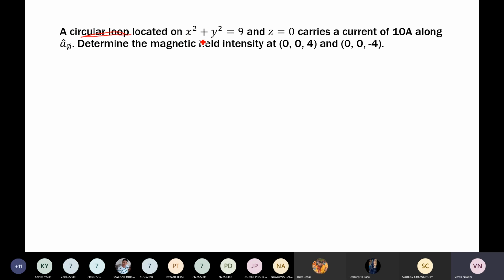A circular loop is given, located on x square plus y square is equal to 9, and z is equal to 0. That means you have the xy plane and on it this circle is placed. It carries a current of 10 ampere along the phi direction. The direction is also given. Determine the magnetic field intensity h bar at two different points.